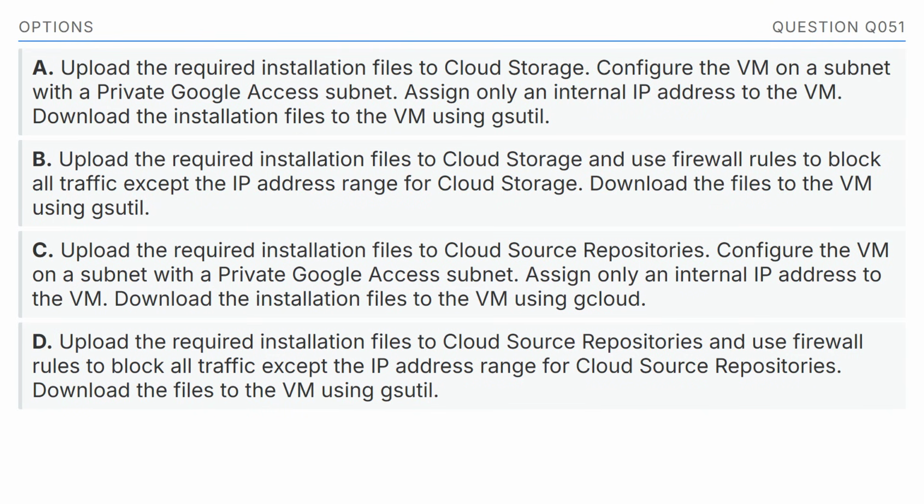Option B, upload the required installation files to Cloud Storage and use firewall rules to block all traffic except the IP address range for Cloud Storage. Download the files to the VM using gsutil.